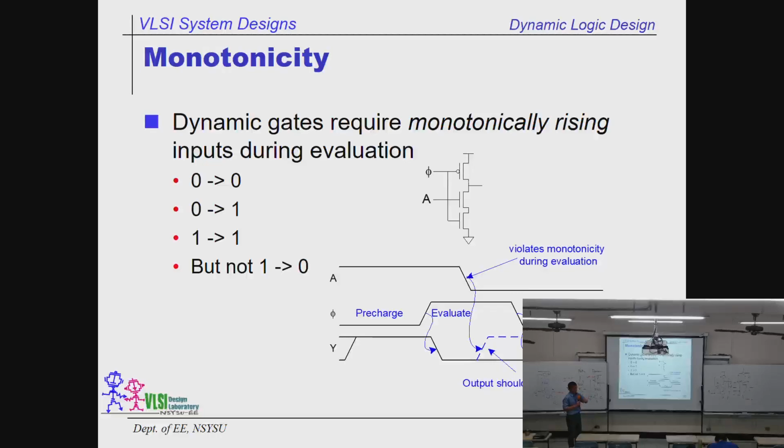That is a problem of dynamic logic. So how do we do that? Because the dynamic gates require monotonically rising inputs during evaluation. It cannot work when the input goes from high to low. It's impossible. It cannot be done. So we need to do something about it. It cannot put it high. So how do we do that?